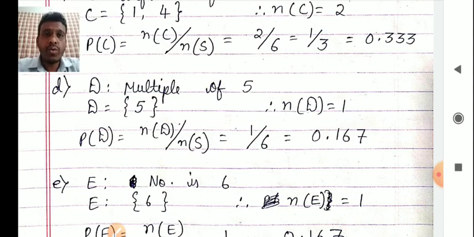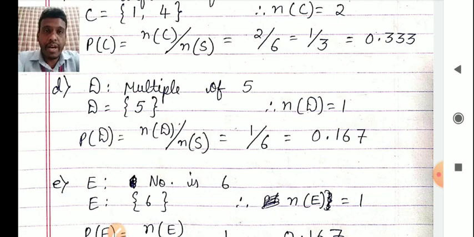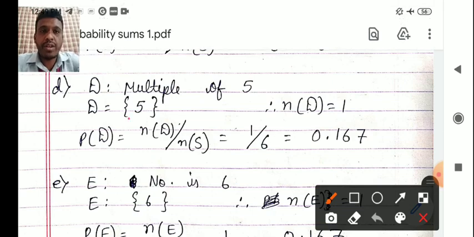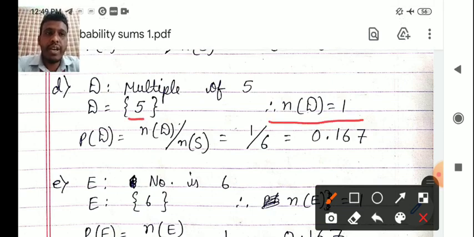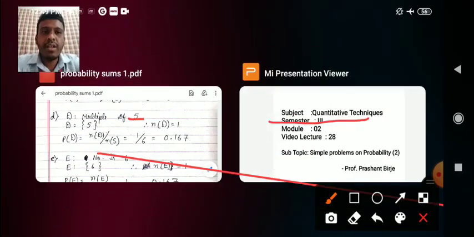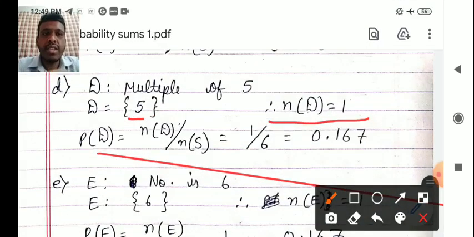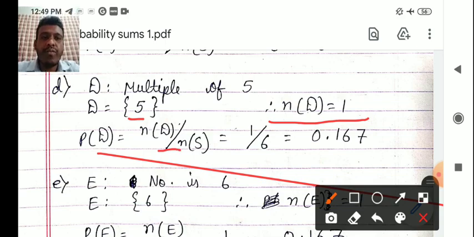So in 1, 2, 3, 4, 5, 6, that is our sample space, how many multiples of 5 will you get? Only one multiple of 5 you will get, that is 5. So n of D is equal to 1. Probability of D is nothing but n of D upon n of S, which is equal to 1 upon 6, because n of D is 1 and n of S is 6 for the entire problem.